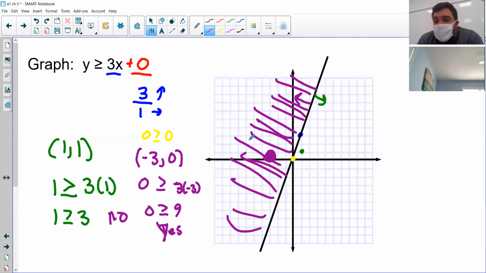Pick any point that is not on the line. Usually the easiest point to pick is 0, 0.